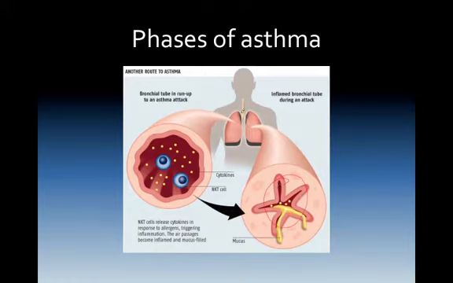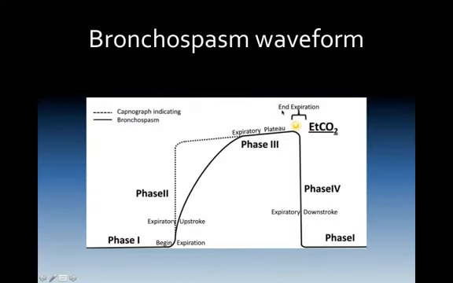Now, it essentially turns the lungs into what I like to refer to as a roach motel. Air checks in, but it doesn't check out. That's why we get high I to E's, or inspiratory to expiratory times, on asthmatics. A bronchospasm waveform is a representation of that.